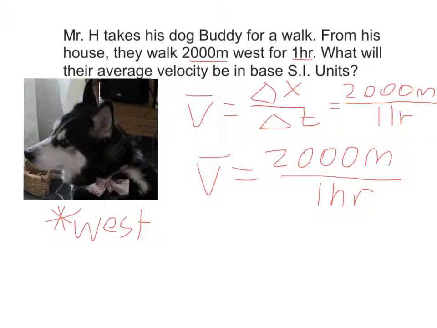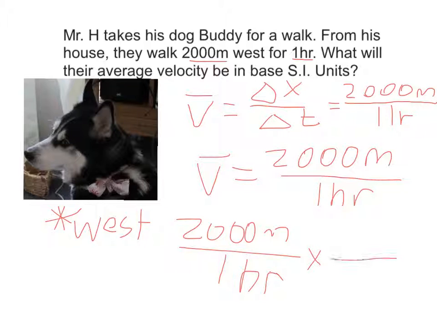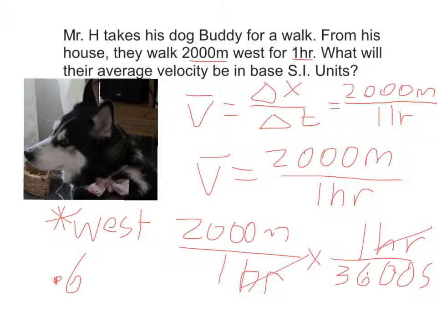Then I'll be done. So I'm going to take my 2,000 meters, and it's over 1 hour. And we're going to convert, so my conversion factor would be 3,600 seconds for every 1 hour. And what this leaves us with is an average velocity of 0.6, and now our units would be meters per second.